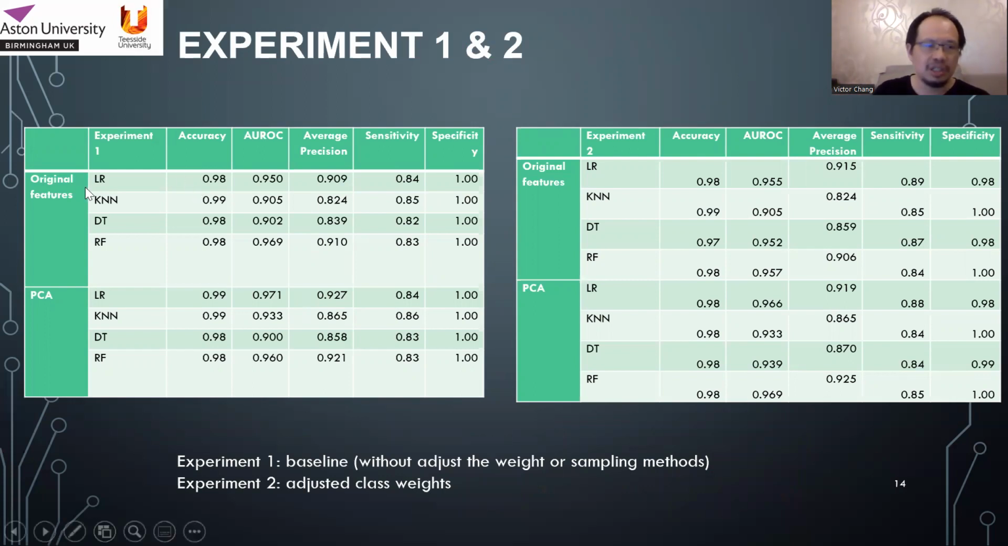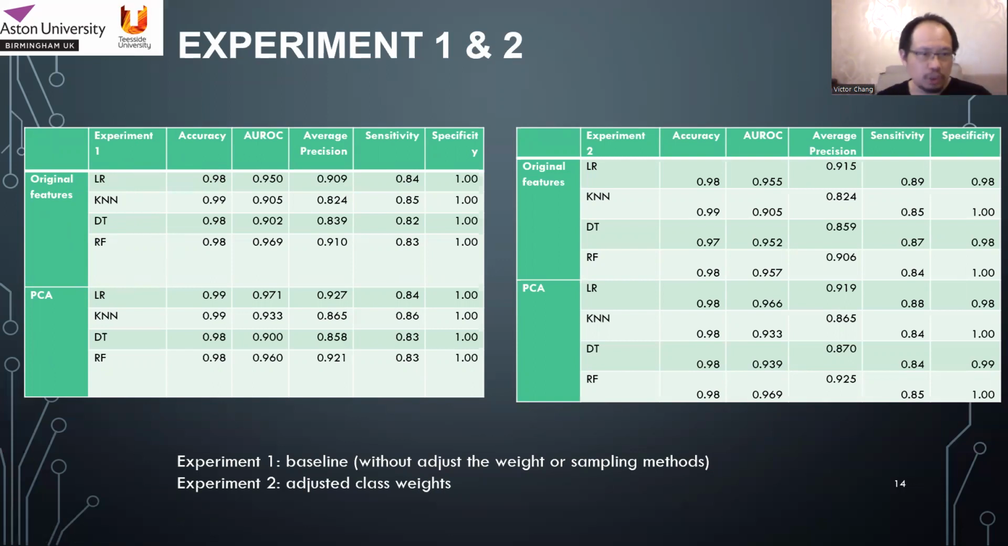In this case, we have the accuracy, the AUROC, average precision, sensitivity, and specificity with the original features and PCA. Then we are running two separate competitive sets of data, with the experiments standing for logistic regression, k-nearest neighbors, decision tree, and random forest. Then we run our results, and we use the formulas. Please read our paper, then you will understand more details.